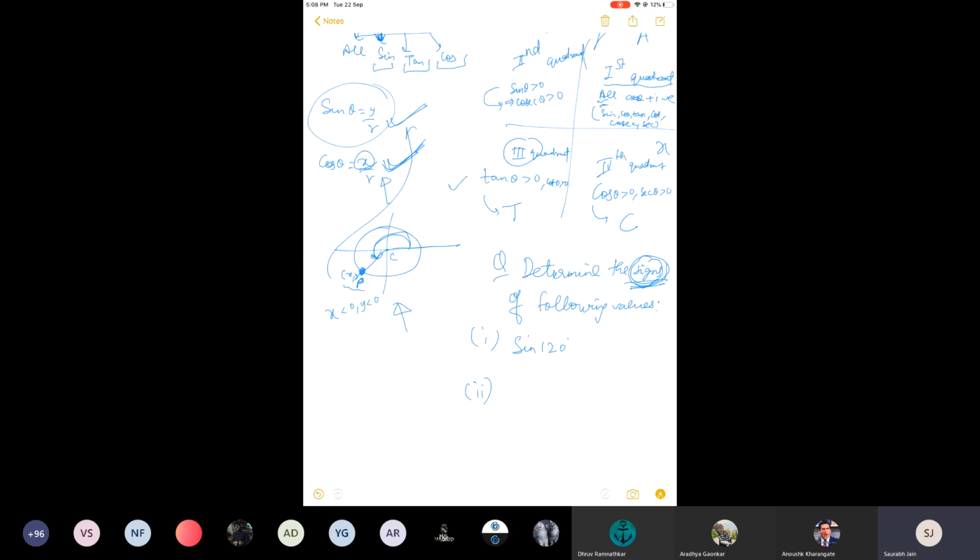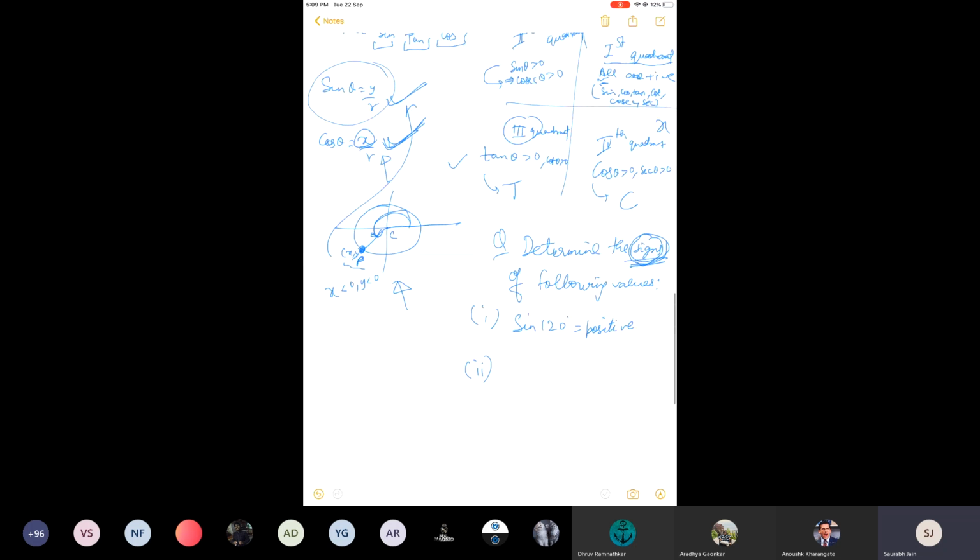So sine 120 degree. Can any one of you tell me what type of value it will be, positive or negative? Positive. Yes, correct. It will be a positive value, and what exactly it will be, we'll see. Sine 120 is positive because the angle is obtuse, that is in the second quadrant. Its sine will be positive.